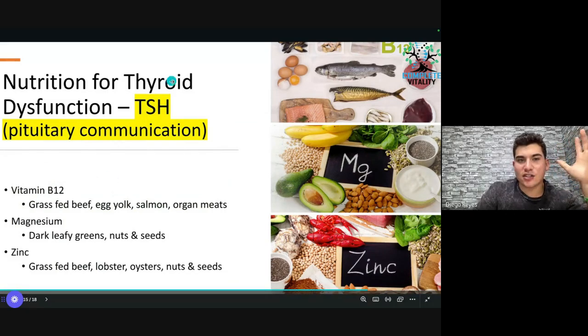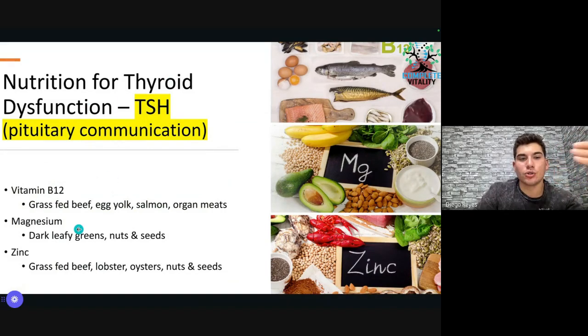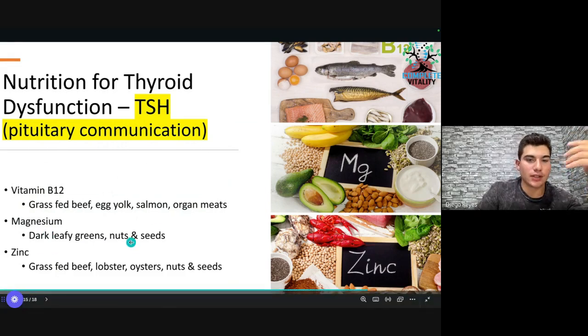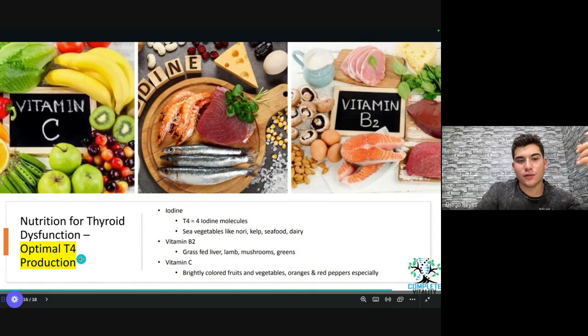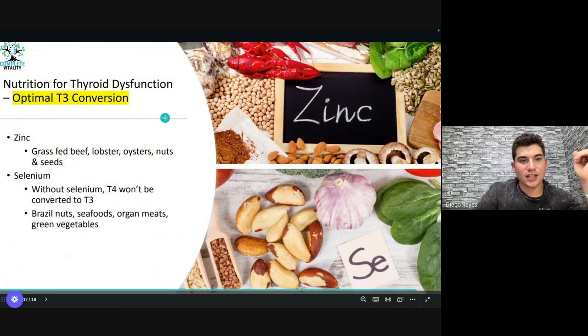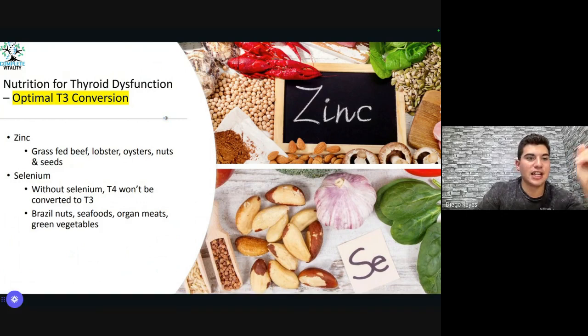So here are some things that help with the nutrients needed for these thyroid conversions. Vitamin B12, coming from grass-fed beef, egg yolk, salmon, and organ meats. Magnesium, from dark leafy greens, nuts and seeds. Zinc, from grass-fed beef, lobster, oyster, nuts, and seeds. And for optimal T4, iodine, vitamin B12, and vitamin C. For T3, we want zinc and selenium for the activation and synthesis of the hormones.